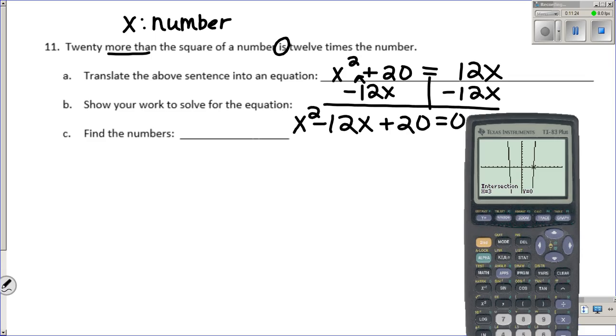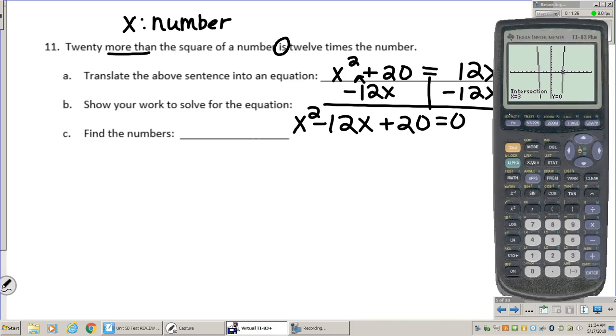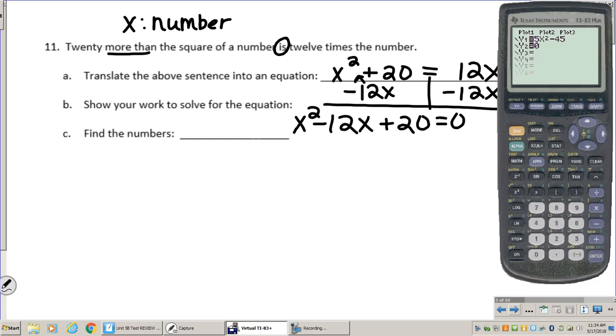And we are going to use our graphing calculators to solve. So we're going to go to y equals. We're going to type the equation in. So x squared minus 12x plus 20. Left out the 2, there we go. And then 0 beside of y2. I'm going to take a look at the graph.